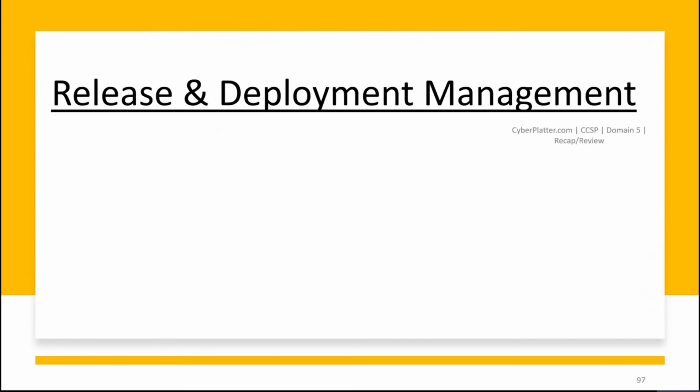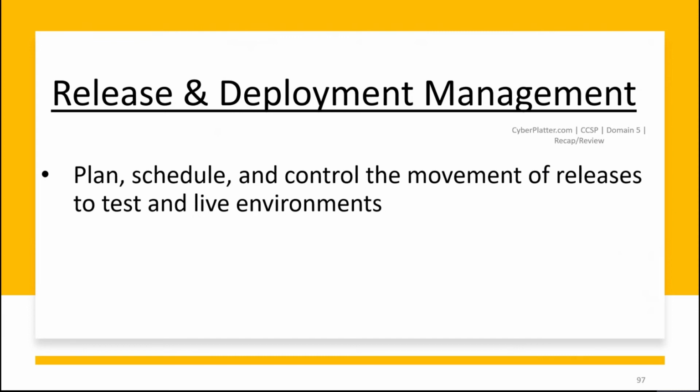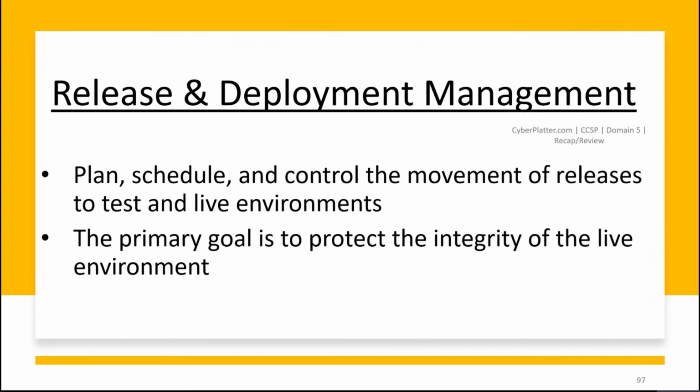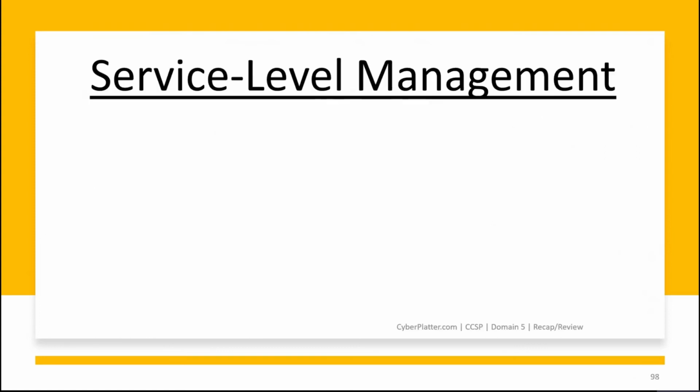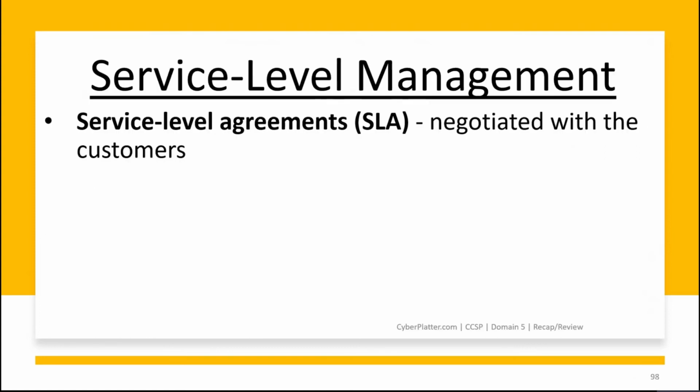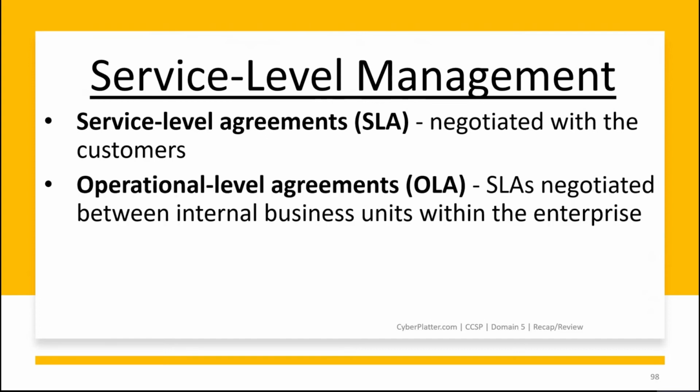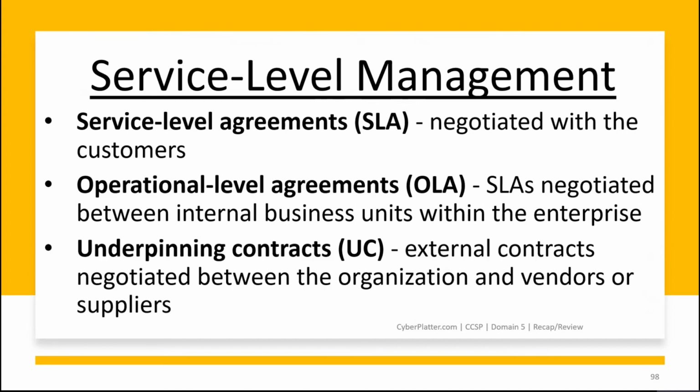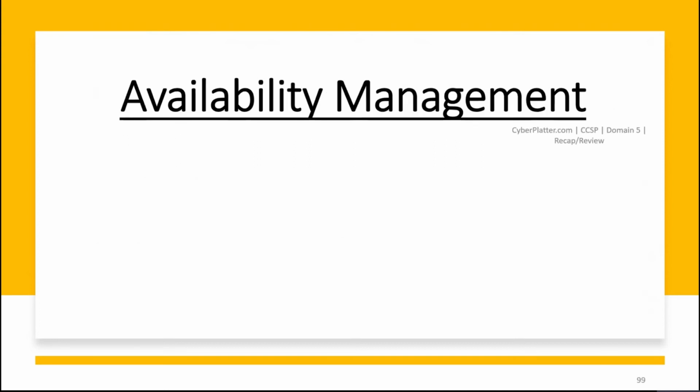Release and deployment management: plan, schedule, and control the movement of releases to test and live environments. The primary goal is to protect the integrity of the live environment. Service level management: service level agreements, SLAs, are negotiated with the customers. Operational level agreements, OLAs, are SLAs negotiated between internal business units within the enterprise. Underpinning contracts, UCs, are external contracts negotiated between the organization and vendors or suppliers.